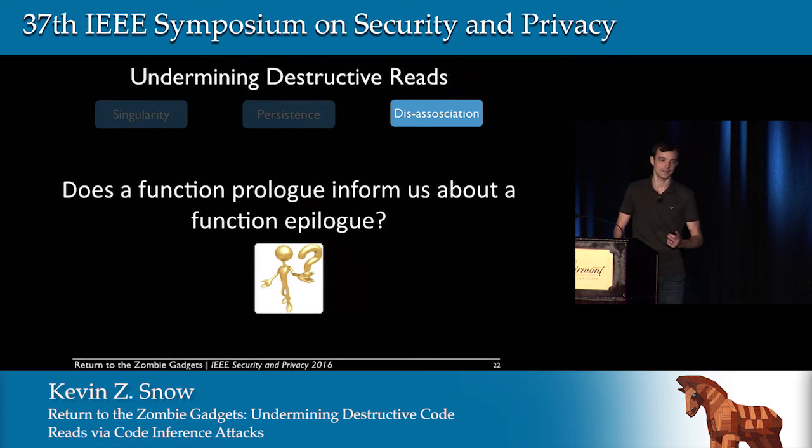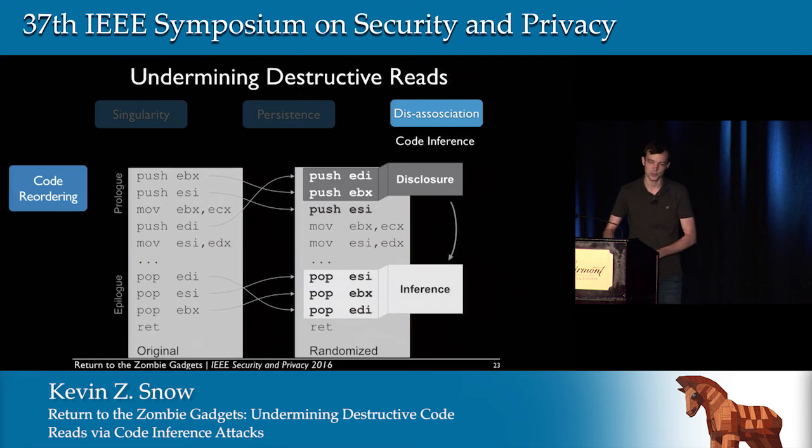So the last implicit assumption we looked at was this code disassociation property. Basically, we looked at fine-grained randomization schemes that worked at a binary-compatible level. And we asked several questions, but the one I want to cover in this talk is the question of, does a function prologue inform us anything about the function epilogue? So this is just one of a whole bunch of code transformations that are possible at the binary level. And this one's called the register-preserving code reordering transformation.